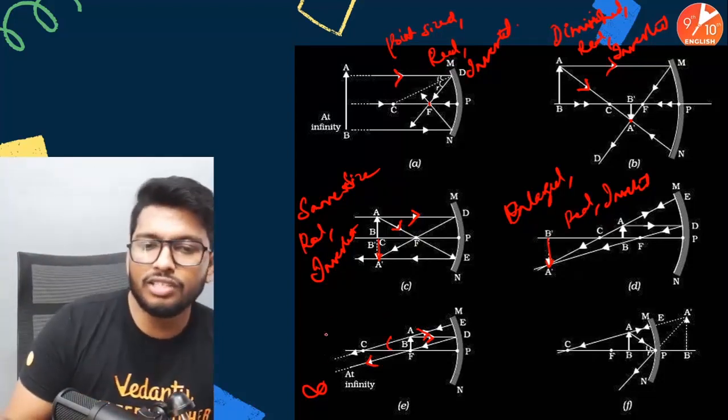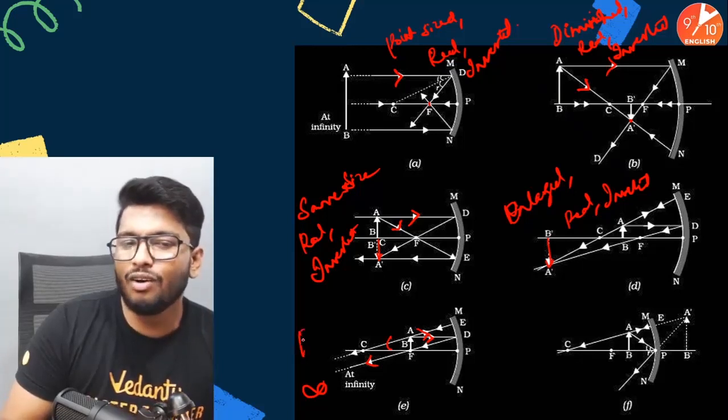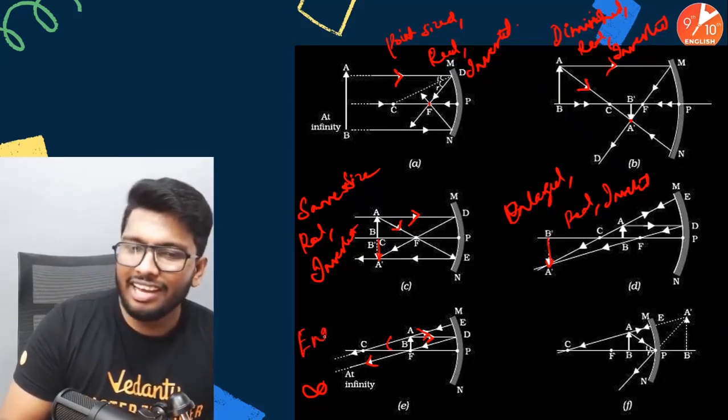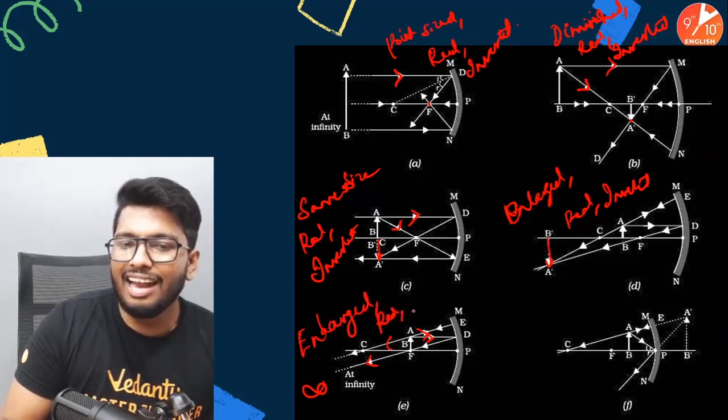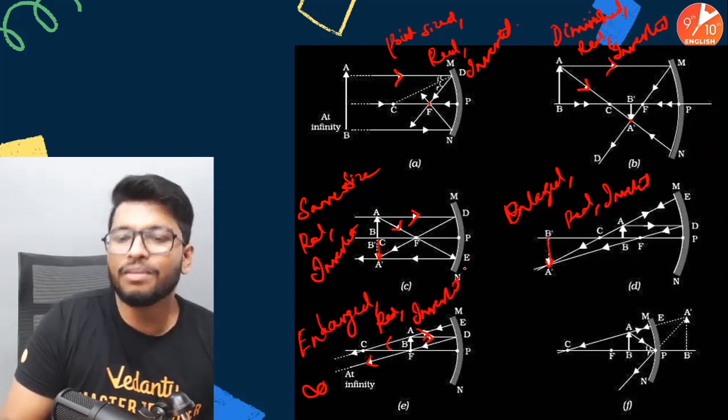And if you look at the size of the image, it's going to be highly magnified or highly enlarged image. Here also you're going to get an enlarged image, which is real and inverted in nature.